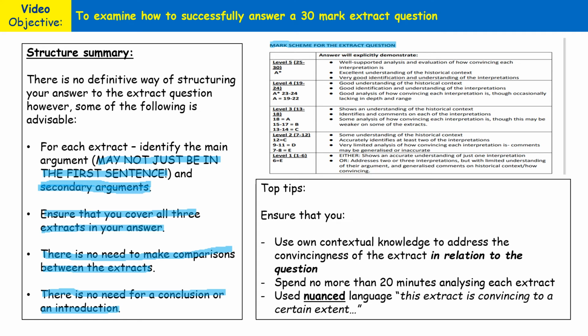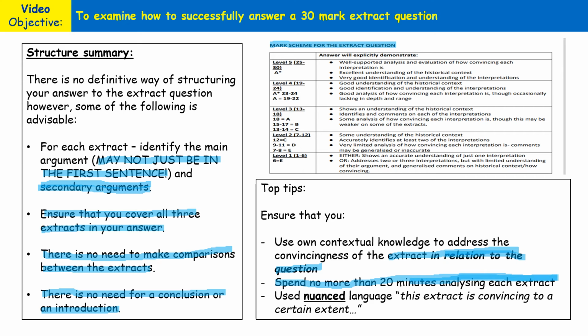So, the top tips for answering this type of question. You need to make sure that when you're using your own contextual knowledge to address the convincingness of the extract, or maybe some reasons why the extract is less convincing, you also link it back to the question. So you're linking the convincingness, or reasons why an extract might be less convincing, in relation to the topic in question. And spend no more, like I mentioned already, than 20 minutes analysing each extract.